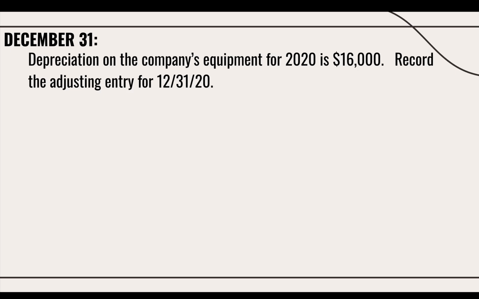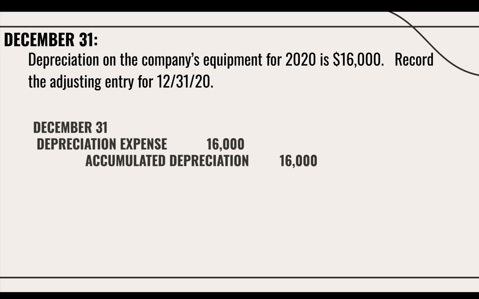Okay, so depreciation on the company's equipment for 2020 is $16,000. Record the adjusting entry for the end of the year. So once again, this is just a debit to depreciation expense and a credit to accumulated depreciation. All right.